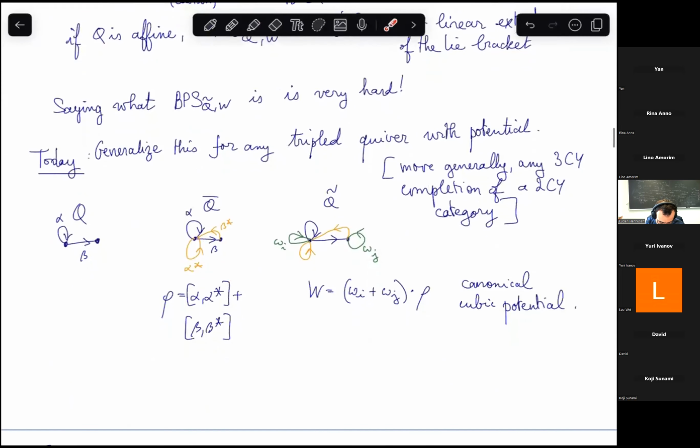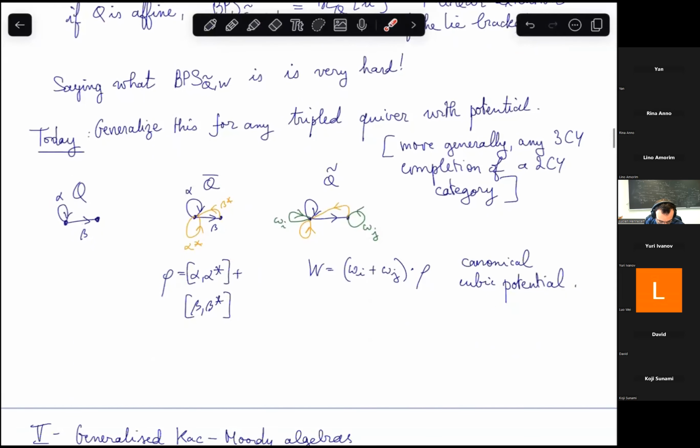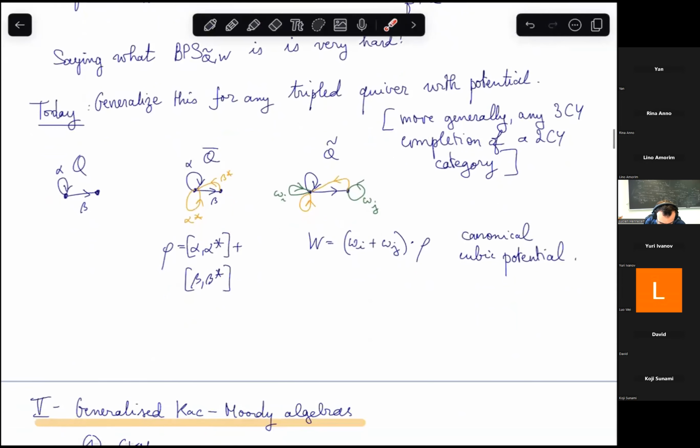So the procedure is again written here. From a quiver, you can double it by adding an arrow in the opposite direction for any existing arrow, and then triple it by adding a loop at each vertex. For the double quiver, you have the preprojective relation, which is the commutator of arrows. And for the triple quiver, you can build the canonical triple potential by multiplying the preprojective relation with the sum of the additional loops. Right, and for any such quiver with as many loops as you would like and as many arrows as you would like, we can describe the BPS Lie algebra.